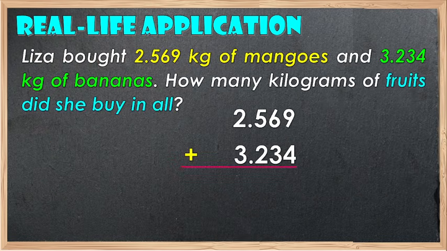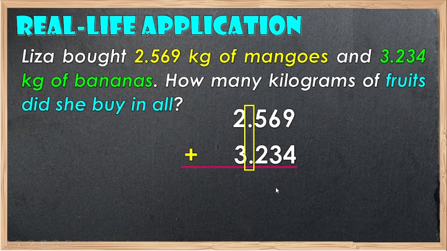Okay? So, in a real life situation, Lisa bought 2 and 569 thousandths kilograms of mango. And we have 3 and 264 thousandths kilograms of bananas. How many kilograms of fruits did she buy in all? Again, the clue word is in all. So the operation is addition. So align the two decimal numbers in column. Then align the decimal point.